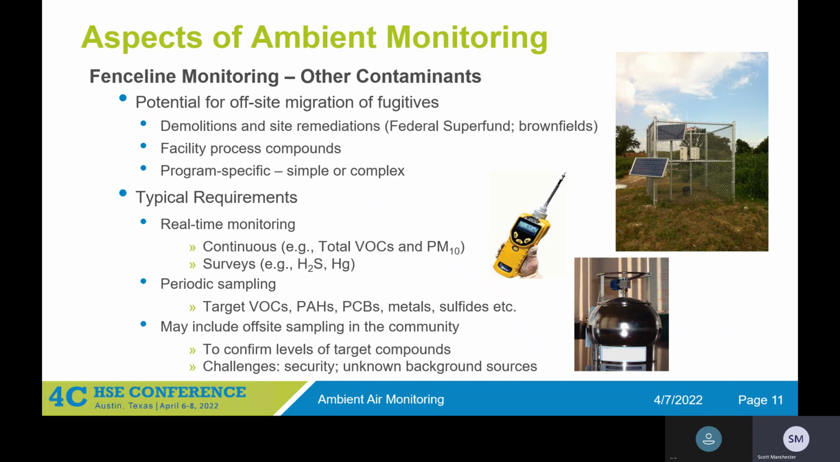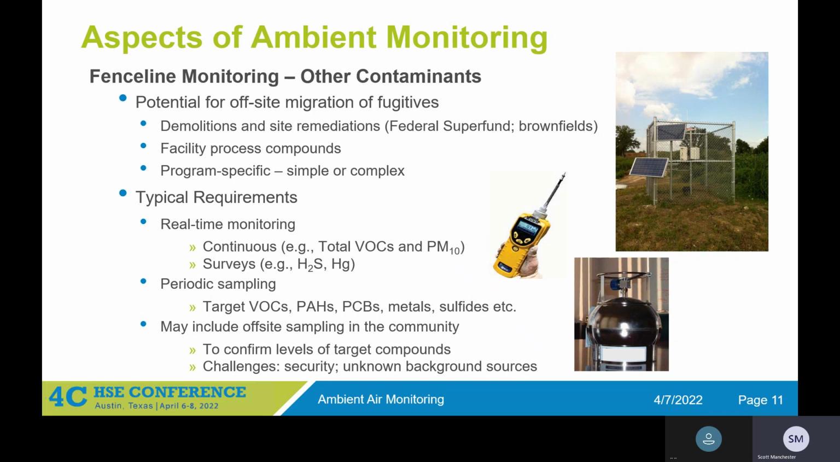So other contaminants also trigger fence line monitoring. Anytime there's a potential for migration of fugitives or air toxics offsite, demolitions and remediations fit that bill. Think federal Superfund sites for sure, and brownfields. But facility processes and compounds can also trigger some monitoring, and it may be a chemical facility or a refinery with a specific compound that they are required to monitor. These are very program specific.